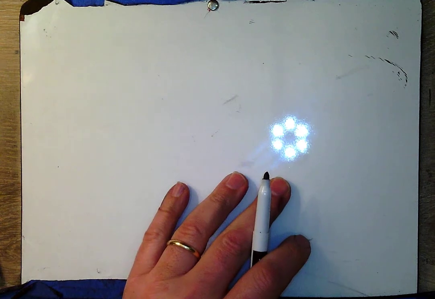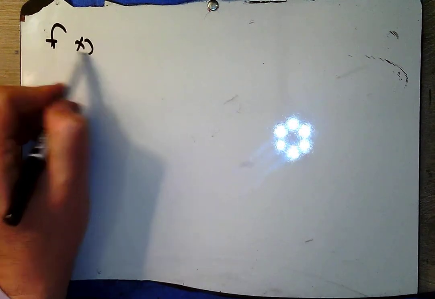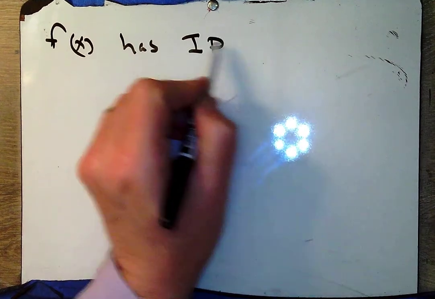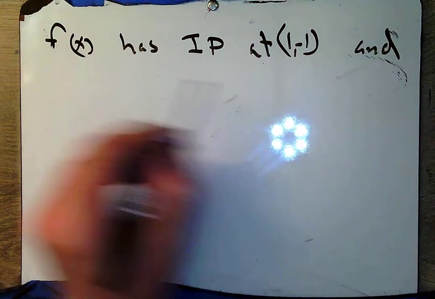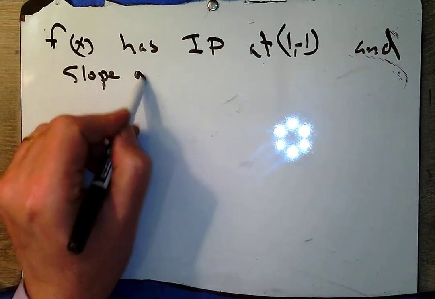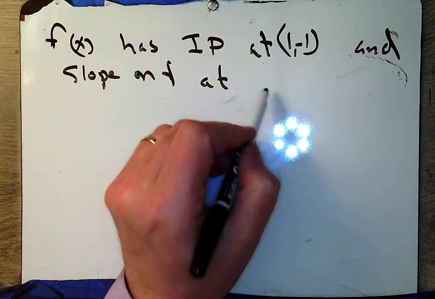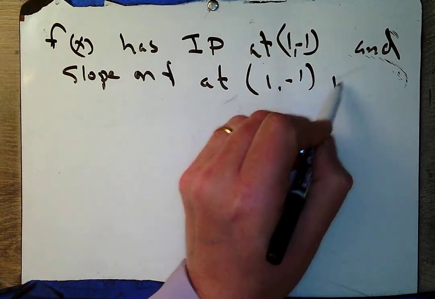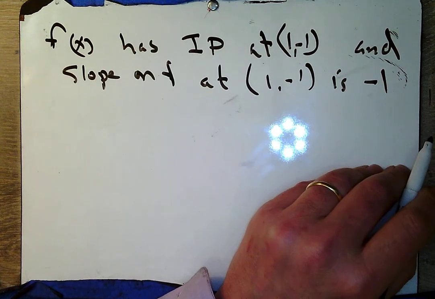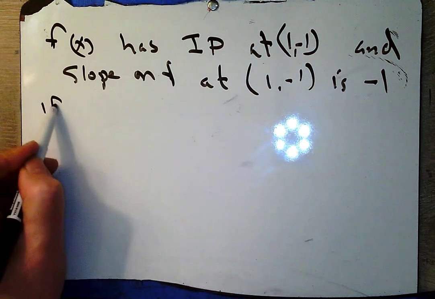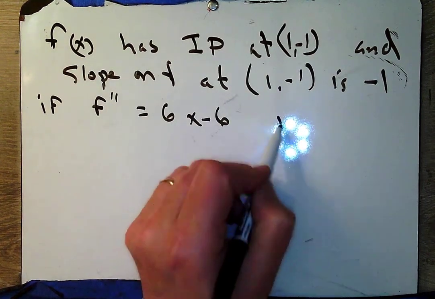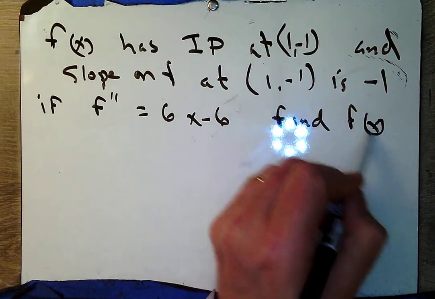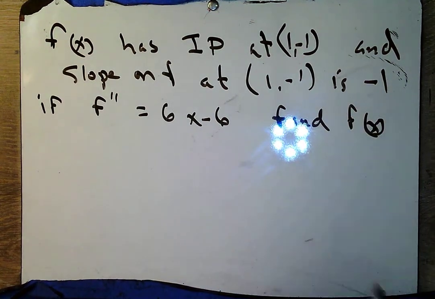Now, what about this one? Yeah, this one. f of x has an inflection point at 1, -1. And the slope on f at that point, 1, -1, is -1. If f double prime is 6x minus 6, find f of x. Okay? So, what do we need to do?